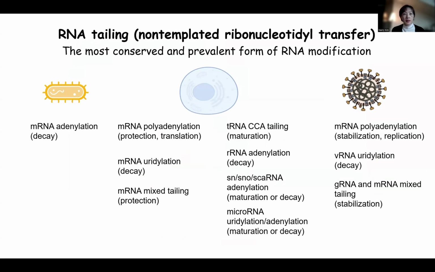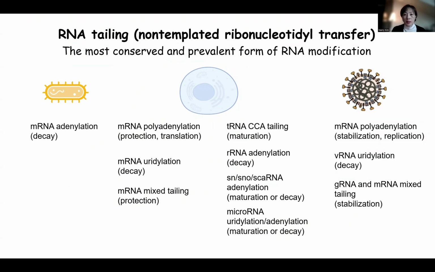This is arguably the most conserved and prevalent form of RNA modification, which is found in prokaryotes and eukaryotes and even viruses. RNA tailing can occur in many different types of RNA, and the molecular consequences of this modification can range from RNA decay, protection, translation, and maturation.